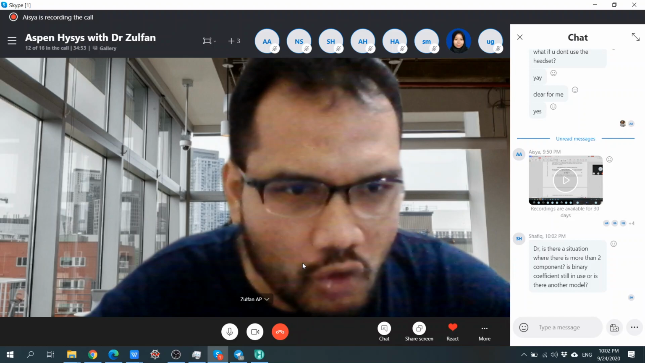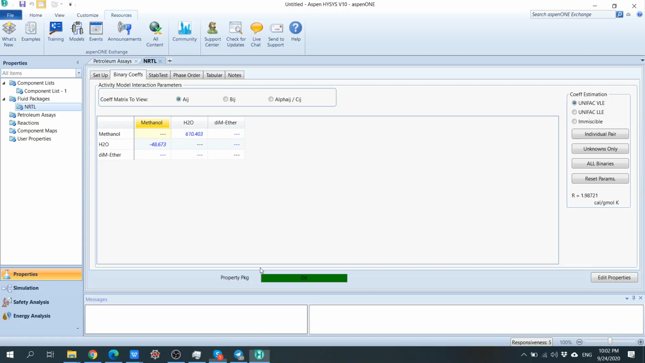This applies when there are more than two components. The name is binary, so because we now have three components, we need to know the interactions between water and methanol, but also dimethyl ether and methanol, water and dimethyl ether, methanol and dimethyl ether, and dimethyl ether and water. If you click on this later on, it will estimate the missing binary interaction parameters for us. I will leave it as it is because I will show you later on. And then there's the Bij.